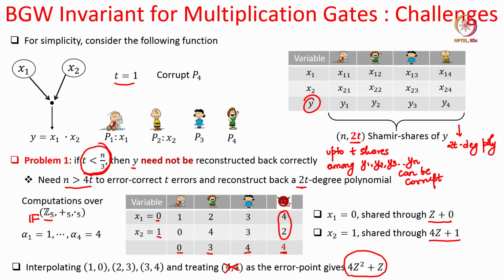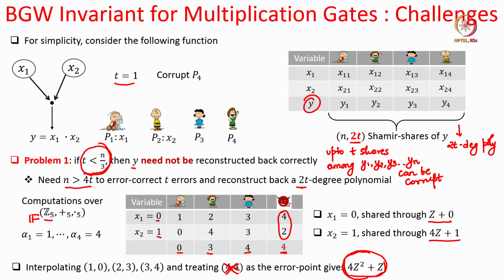And actually this is the right output. This polynomial 4z square plus z is the supposed polynomial which the parties should reconstruct if they have the knowledge that party 4 is the corrupt party. So, if the parties had this prior knowledge that it is the 4th party who is corrupt, then they could have simply ignored the share of the last party, and by interpolating the remaining 3 shares they would have recovered the right polynomial and the right output. But in this case the parties have absolutely no idea who exactly is the corrupt entity among the 4 entities.